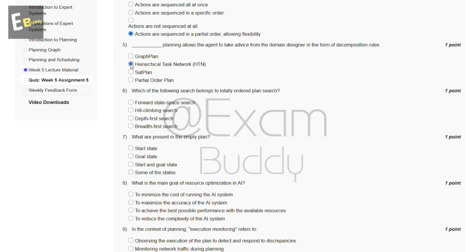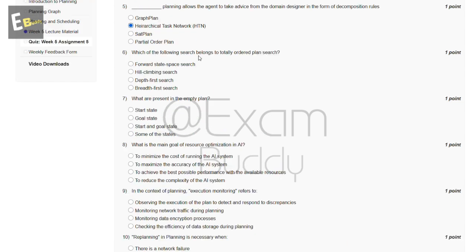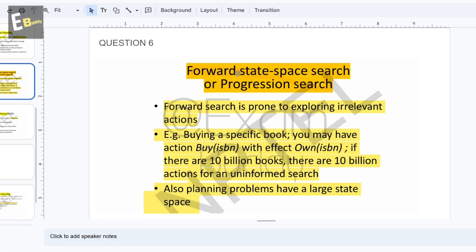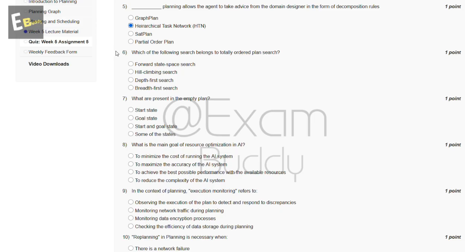Now the sixth question is, which of the following search belongs to totally ordered plan search? So these are the options: forward state space search, hill climbing search, depth first search, breadth first search. So let's check the answer of the sixth question. Question six, forward state space search or progression search, and so on. So the answer of our sixth question is A, forward state space search.